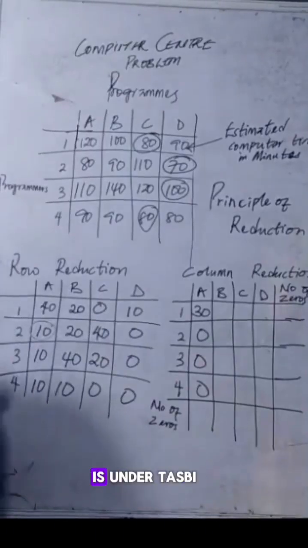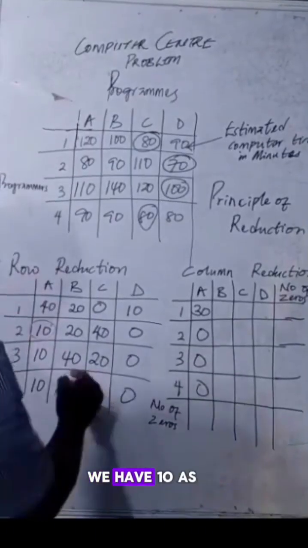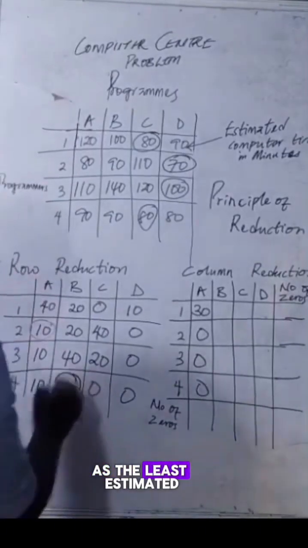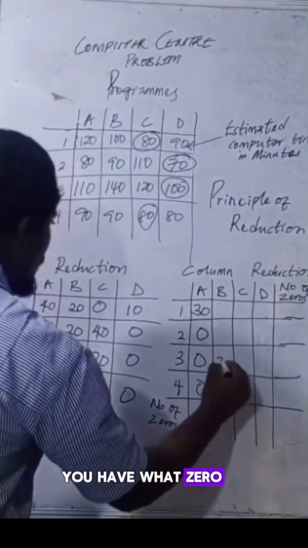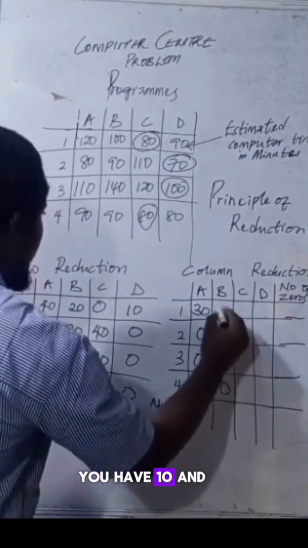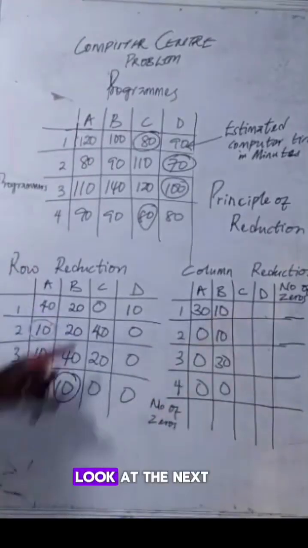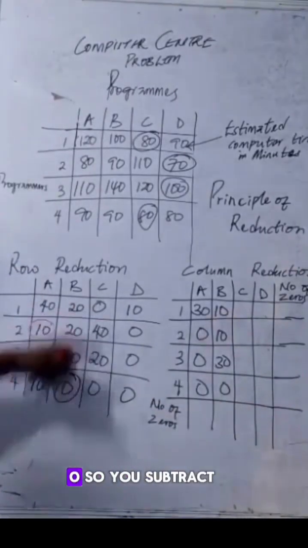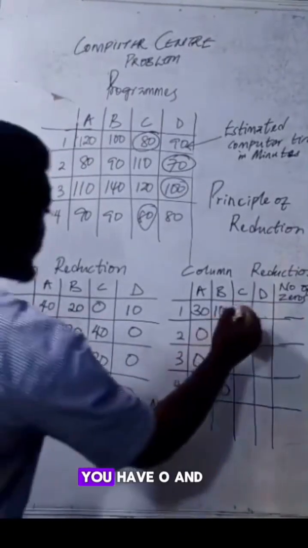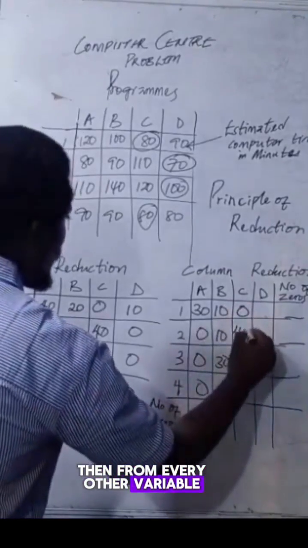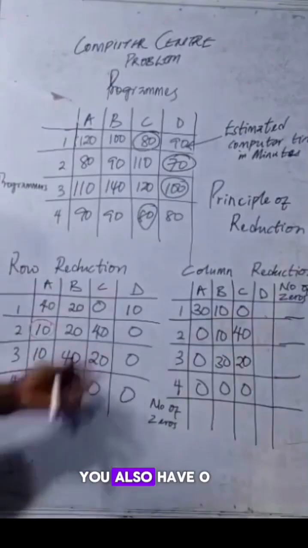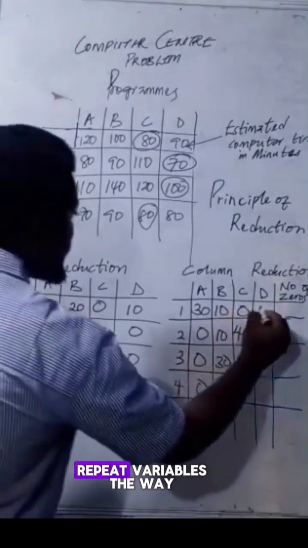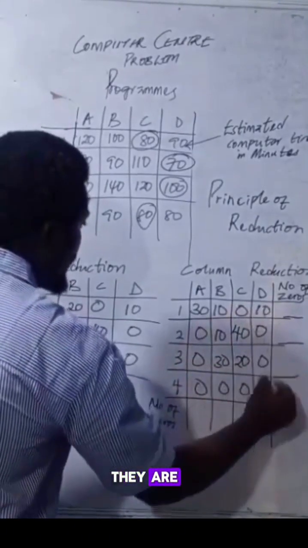The next column, which is under task B, we have 10 as the least estimated time. So you subtract 10 from itself, you have 0, you have 30, you have 10, and you have 10. If you look at the next one, it is 0. So you subtract 0 from itself, you have 0, and every other variable stays the way it is. When you go to the next column, you also have 0, which means we just repeat the variables the way they are there.